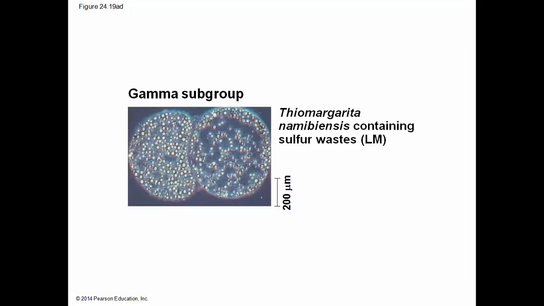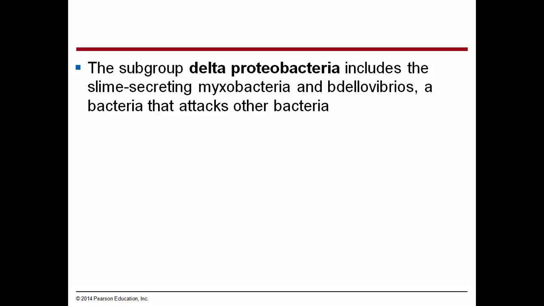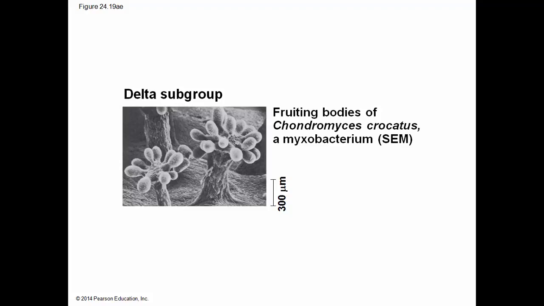Here's the gamma subgroup, Thiomargarita containing sulfur waste. The subgroup delta proteobacteria includes the slime-secreting myxobacteria and Delavibrios, a bacteria that attacks other bacteria. The fruiting bodies of Chondromyces, a myxobacterium, in the delta subgroup.